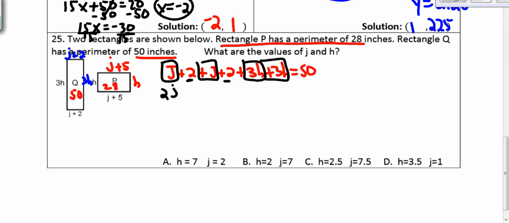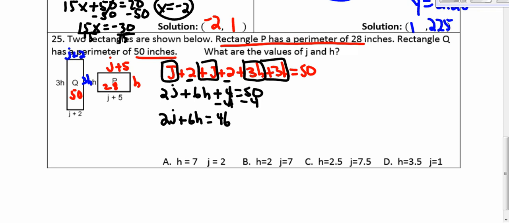And then 3H plus 3H is 6H. And then 2 plus 2 is 4. And that all equals 50. Then I'm going to subtract by 4 because I'm going to get 2J plus 6H equals 46. And that's an equation with two different variables, and the 46 is on one side, so I don't have to worry about that. All right.